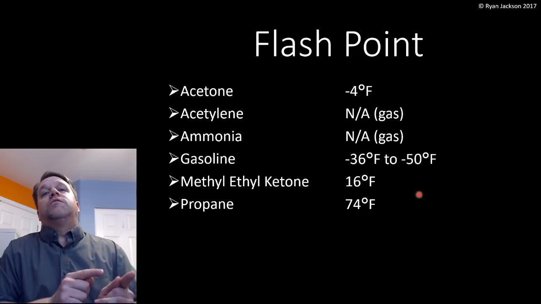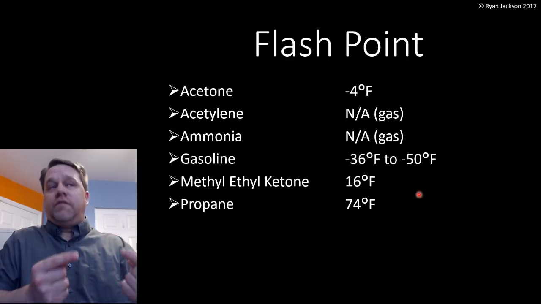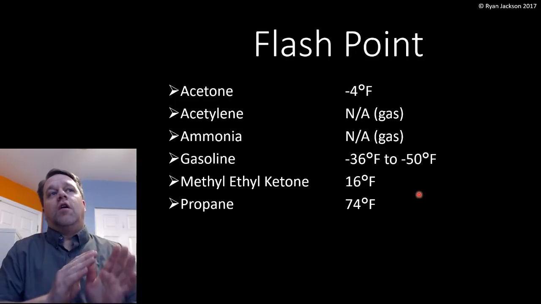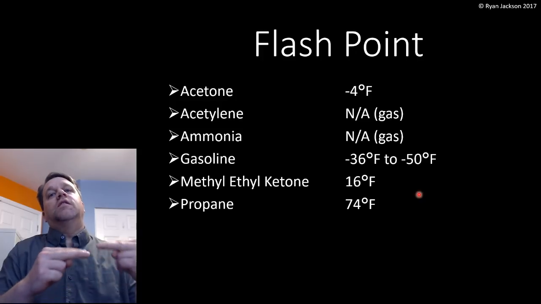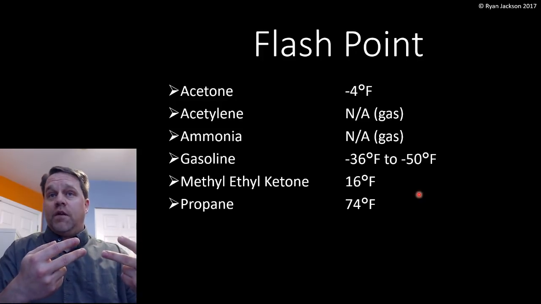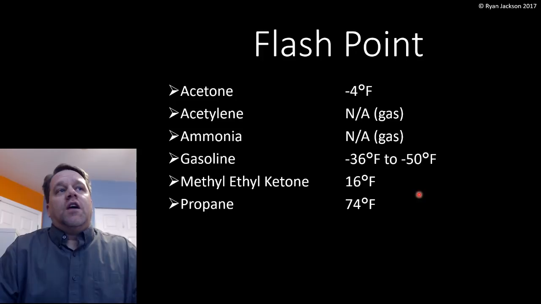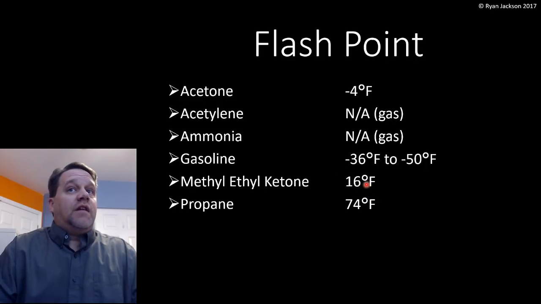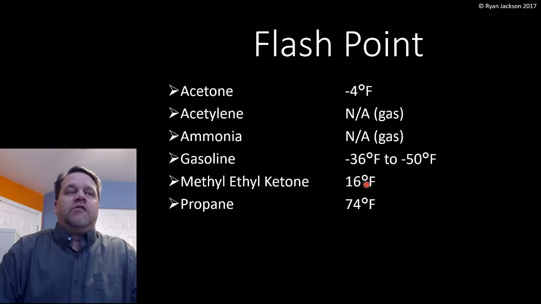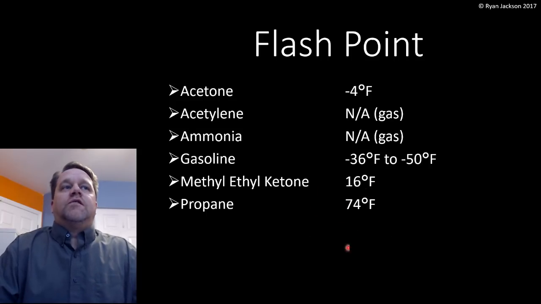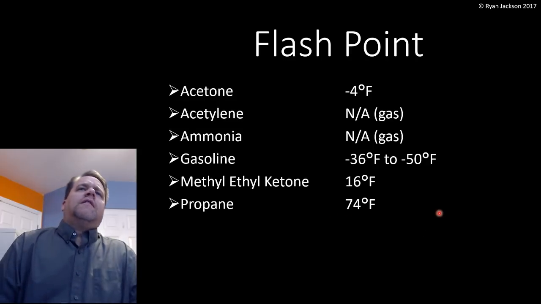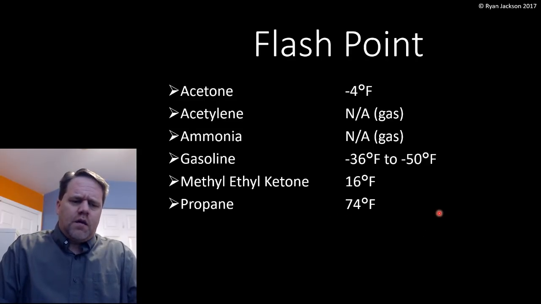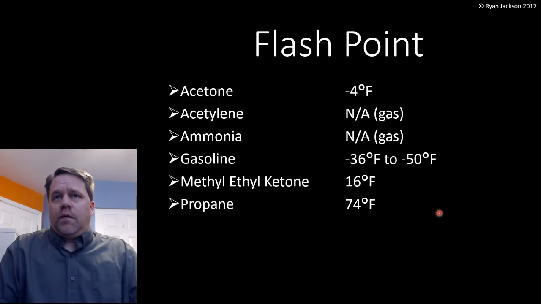So the gasoline is pretty much always being used above its flash point. And as long as the liquid is above its flash point, it is creating vapors that are flammable. Methyl ethyl ketone, MEK, bad stuff. If you're having MEK that is warmer than 16 degrees F, it's giving off flammable vapors. Propane, propane has to be fairly warm before it's above its flash point, right? So flash point is maybe the first thing to consider when it comes to area classification.